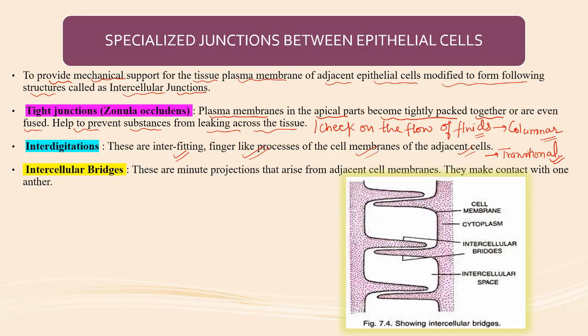Zonula occludens or tight junctions are part of epithelial modifications, meaning specialized junctions present between the epithelial cells. They help to prevent the leaking of any substance, and they are mainly seen in columnar cells. Interdigitations are also interfitting finger-like processes of the cell membranes of adjacent cells, and they are commonly seen in transitional epithelium.